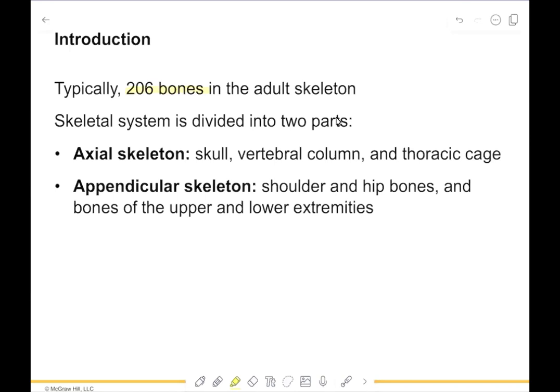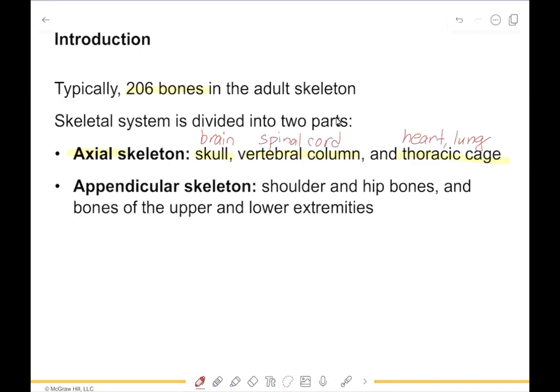So this chapter is going to discuss the axial skeleton, which is the central axis of the body that plays a major role in protection. For example, the skull, of course, protects the brain. The vertebral column is going to protect the spinal cord, and the thoracic cage is protecting very important organs like the heart and the lungs. Remember, the pericardium and the pleural cavity are both found in the thoracic cage.